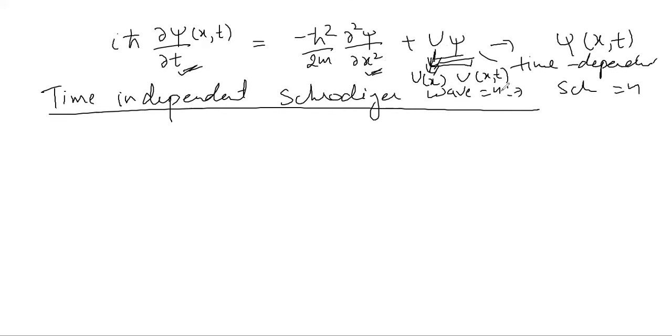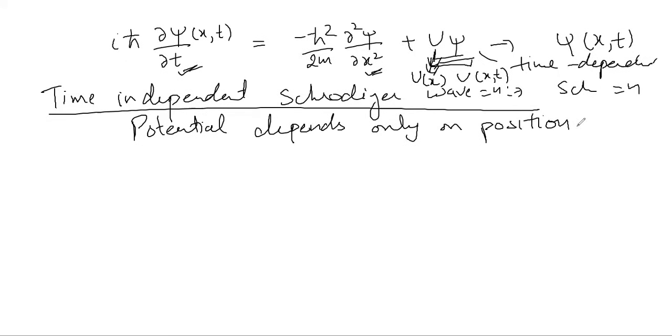If we consider the cases in which your potential depends only on position, that means it is independent of time. And for example, if you take particle in a box, in that particular case, your potential is going to be independent of time. It will simply have dependence on position only.